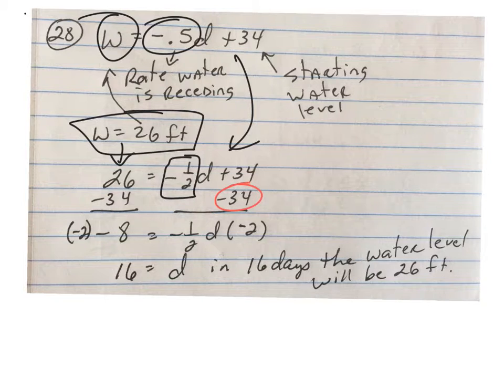So I subtracted 34 on both sides. I got -8 equals -1/2 times D. So what I did was I multiplied by the reciprocal, which is -2, on both sides. And -2 times -8 is positive 16. So it took 16 days for the water level to get to 26 feet.